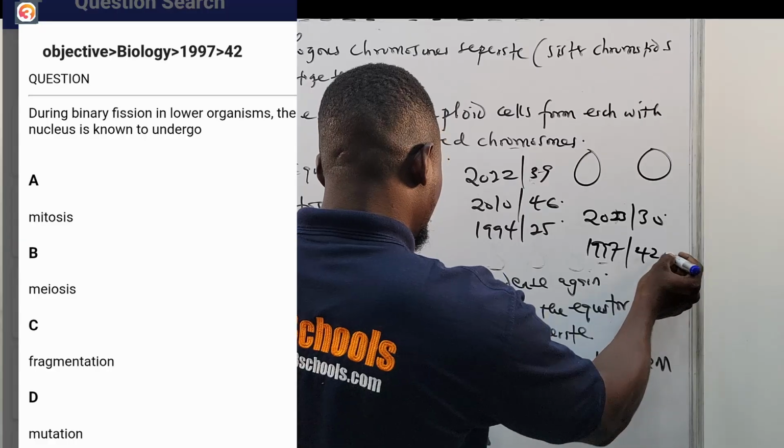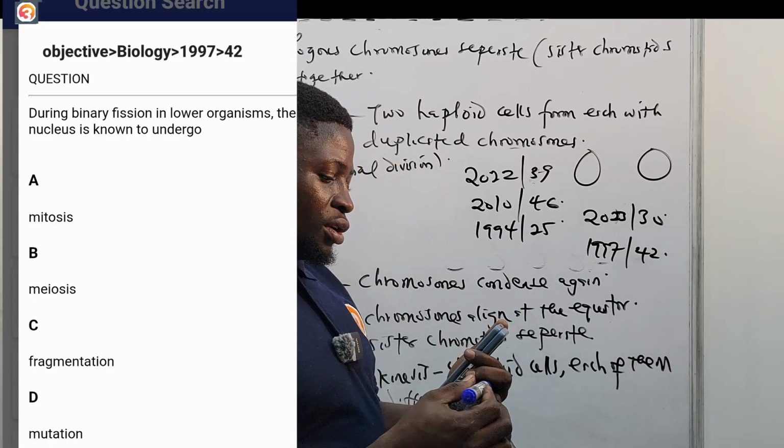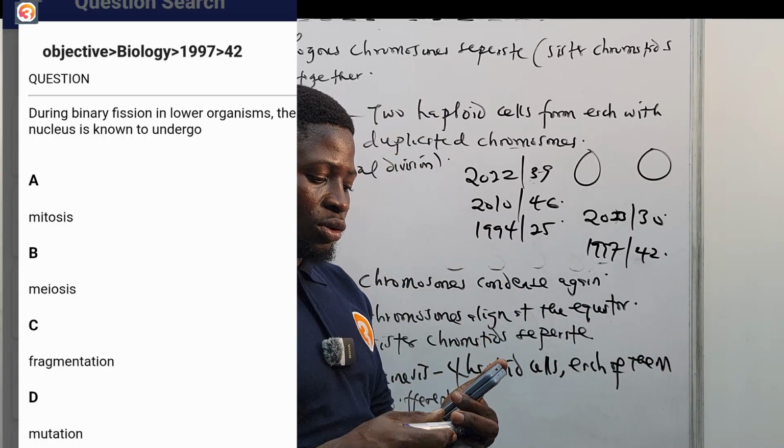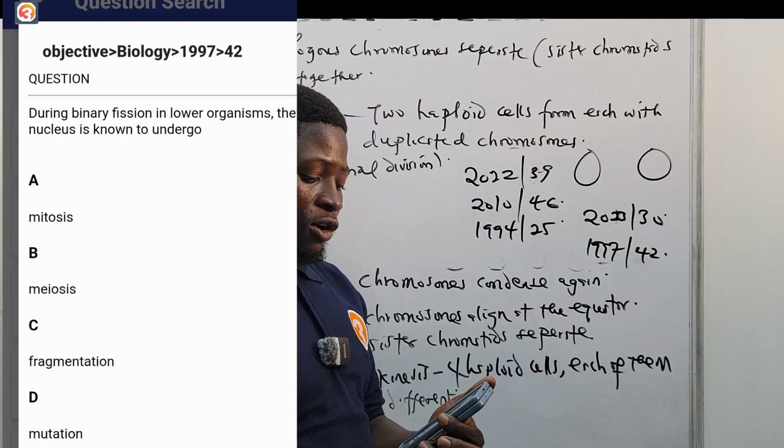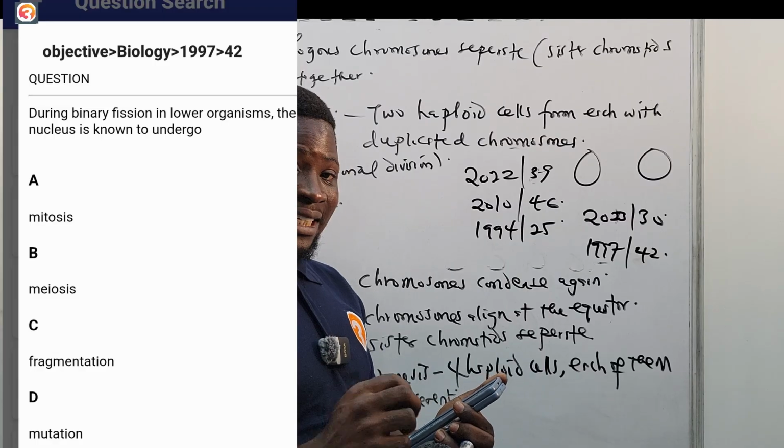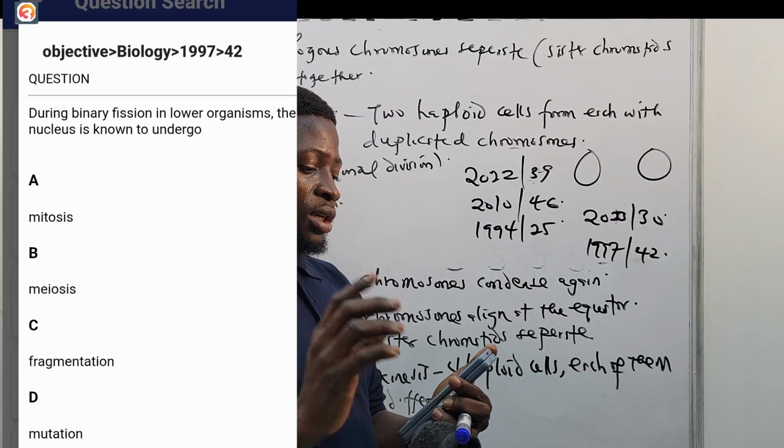1997 number 42 says, during binary fission in lower organisms, the nucleus is known to undergo, is it mitosis or meiosis? Tell me the answer in the comment section.